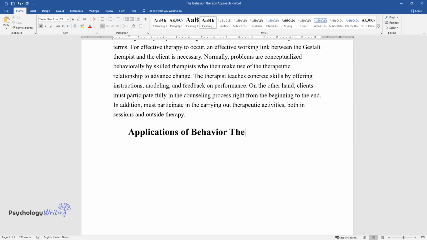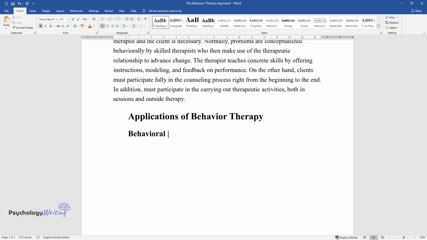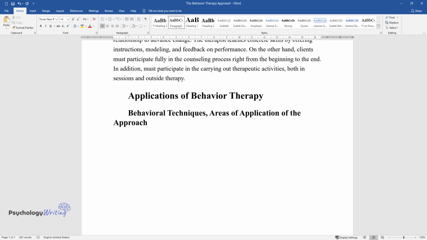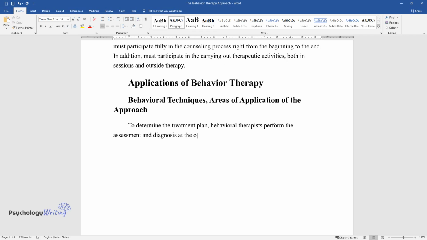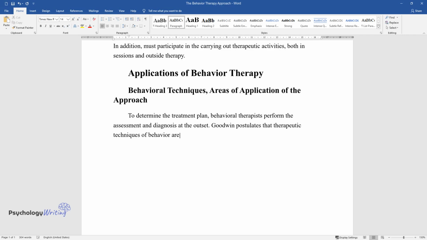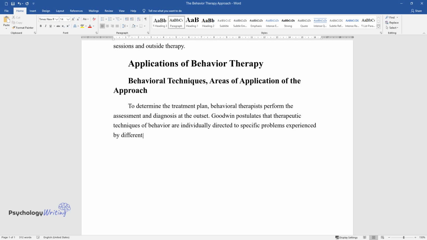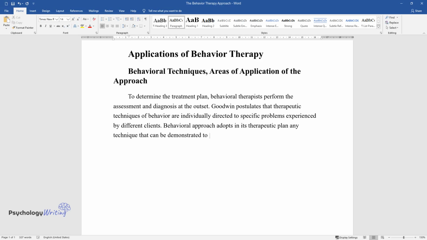Applications of behavior therapy. Behavioral techniques, areas of application of the approach. To determine the treatment plan, behavioral therapists perform the assessment and diagnosis at the outset. Goodwin postulates that therapeutic techniques of behavior are individually directed to specific problems experienced by different clients. The behavioral approach adopts in its therapeutic plan any technique that can be demonstrated to change behavior.